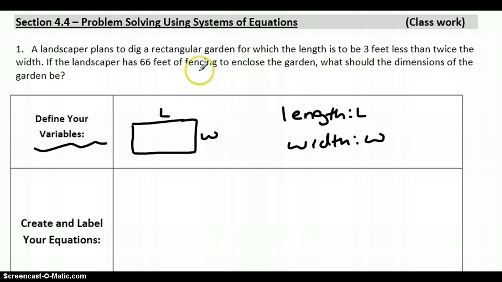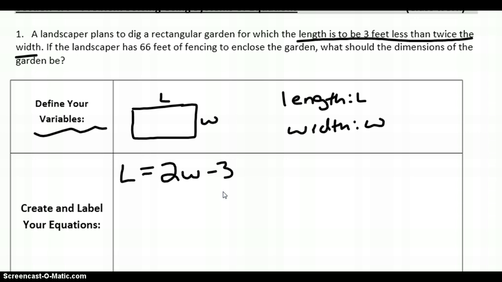Now my equations. The first one comes right from the first sentence. It says the length is to be 3 feet less than twice the width. So the length equals 3 feet less than twice the width. I've got my first equation set up right there.